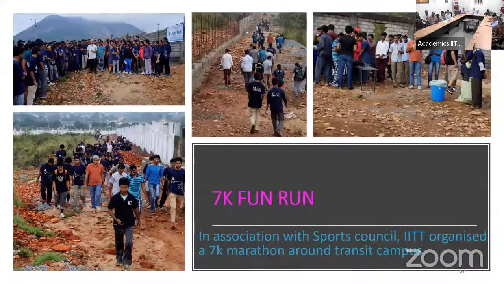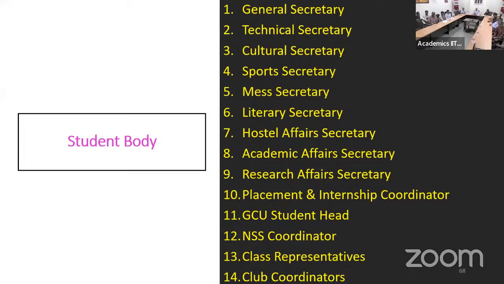This is the inside-the-campus 7K run. When the students join, we take the students around the campus. It is almost 7 kilometers in circumference, and this is conducted regularly every year. And this is the student body. You have various positions, and students can participate in the election and hold the positions. All these positions are available for the students to nurture their leadership skills.